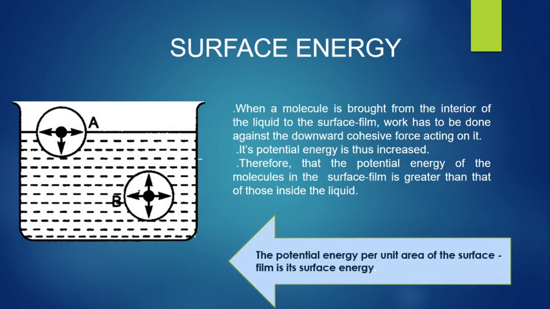I will repeat once. The surface of a liquid is in a state of tension. That is, the surface of a liquid has a tendency to decrease its surface area due to the surface tension. So, work has to be done against the surface tension to bring a molecule from the interior to the surface film.